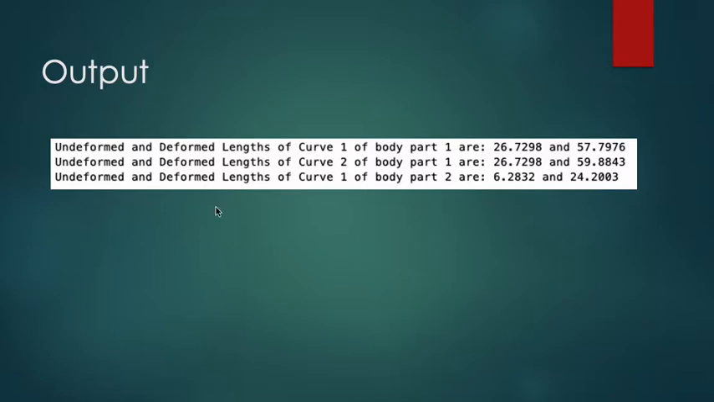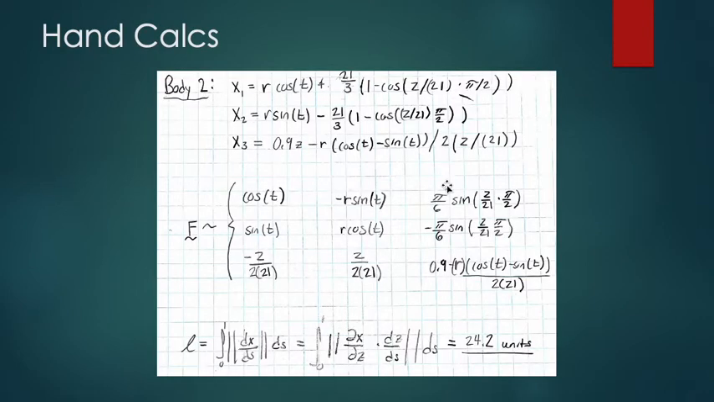And then here's the output. So I had an undeformed and deformed length for curve 1, part 1 of 26.7 and 57.8 respectively. For curve 2 of part 1 it was 26.7 and 59.9 respectively. And undeformed and deformed lengths of curve 1 of body part 2 are 6.3 and 24.2 respectively. And this right here, curve 1 for body part 2, is what I verified by hand later on.